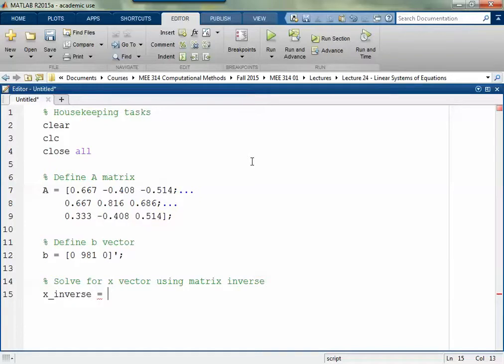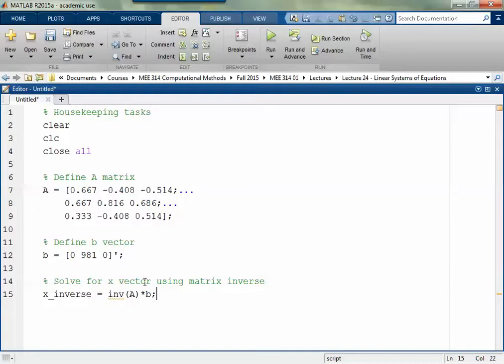So we're going to take our matrix inverse. We're going to say INV, that's our matrix inverse, of our A matrix, multiply that by our B vector, and that's how we use the matrix inverse, so super simple.